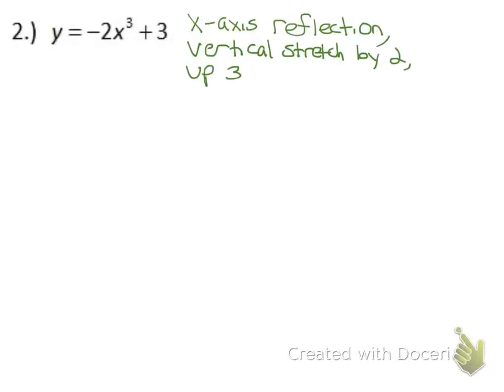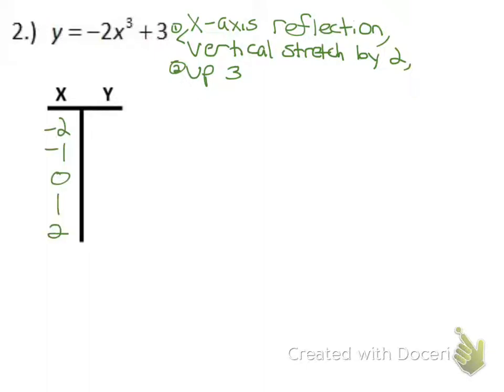The first thing that you need to do is you need to list out your transformations. So for this particular function, we're going to have an x-axis reflection, a vertical stretch by 2, and up 3. After we've done that, we're going to need to make a table here. x-axis reflection, vertical stretch, and up 3 all affect the y value. So we need to remember the order that we do these in. We are going to multiply by -2 first, and then we are going to add 3. Remember, the values on the outside of the parentheses we do in order of operations order. So we multiply, and then we add.